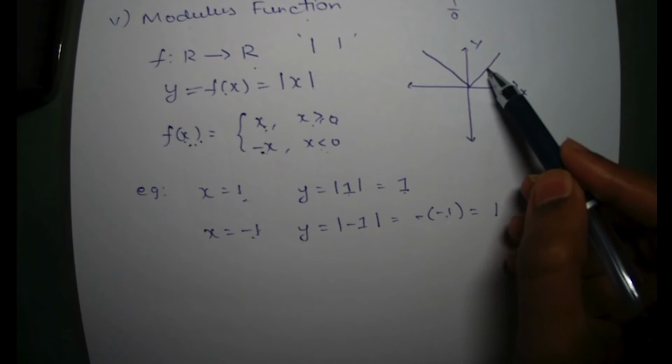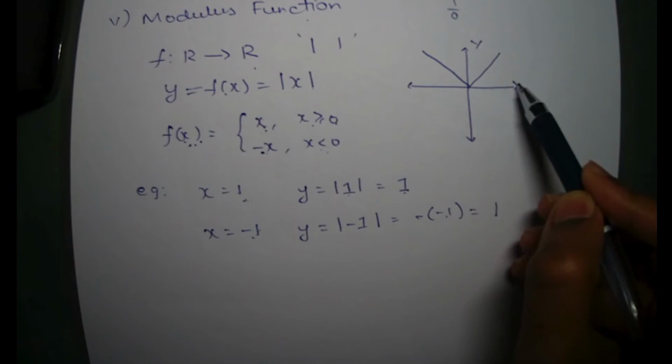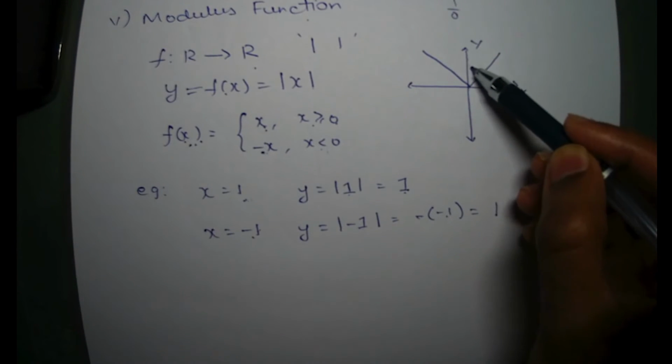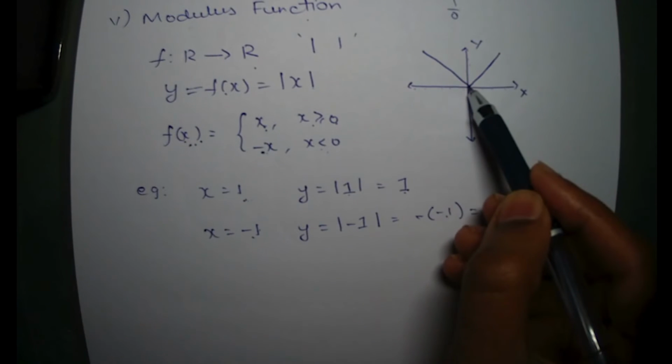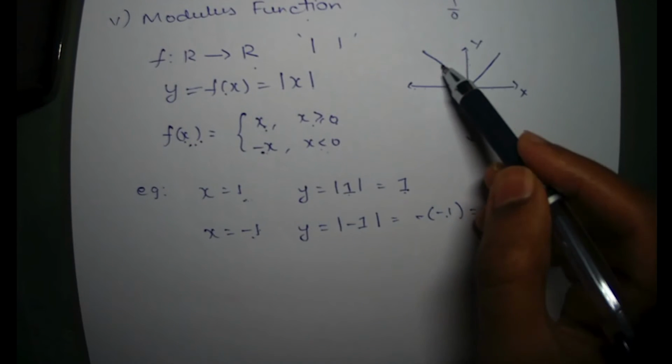Similarly, see the graph here. For all positive values of x, we see that the y is positive, and for all negative values of x also, the y is positive. So we get the graph in the shape of a V.